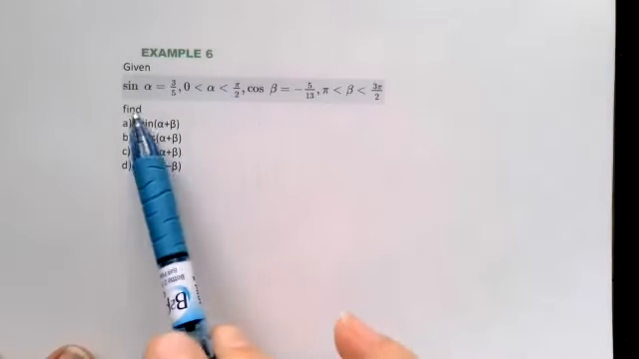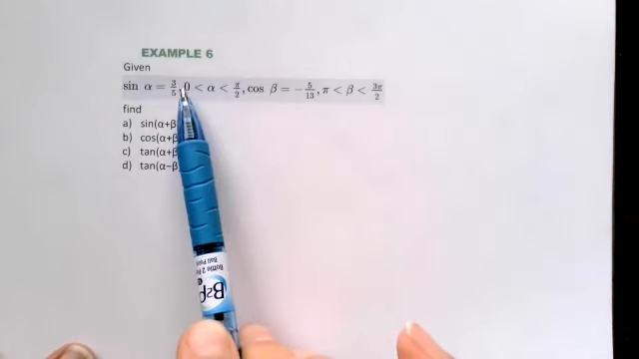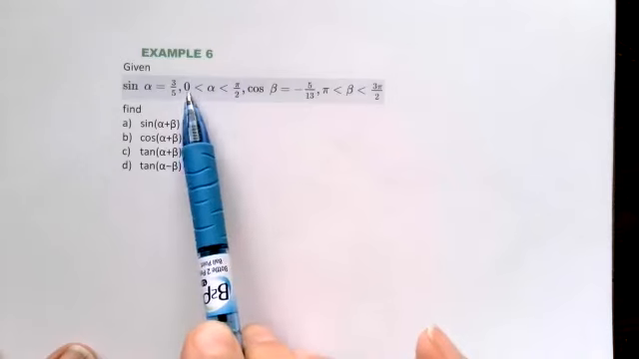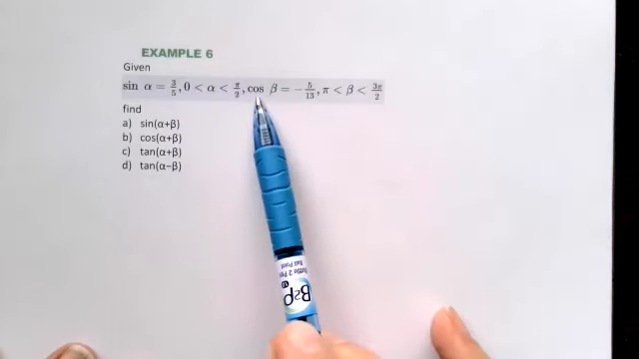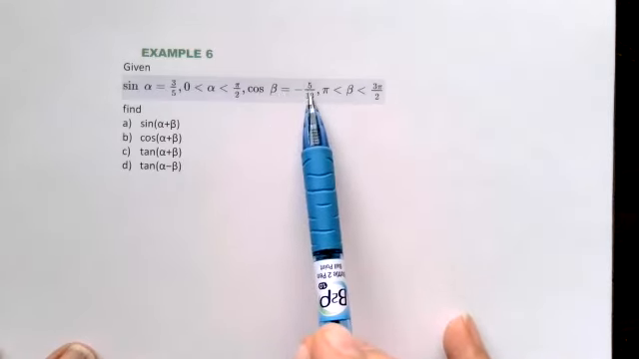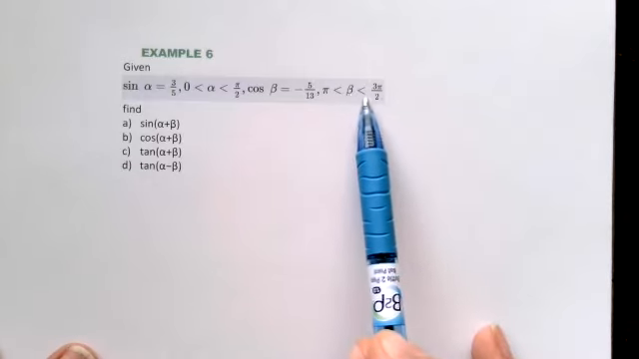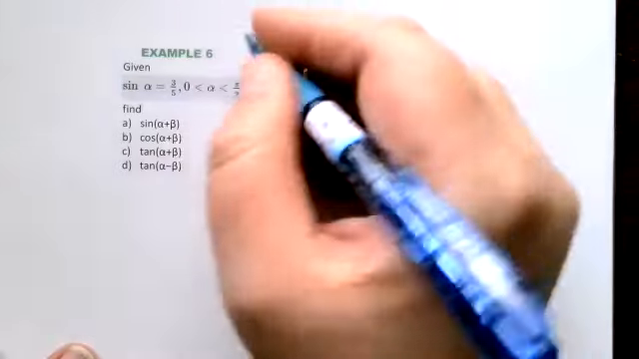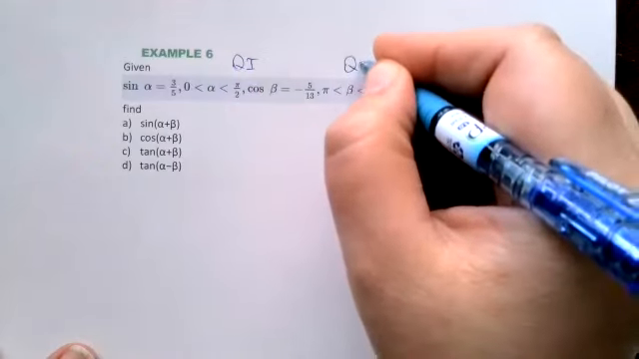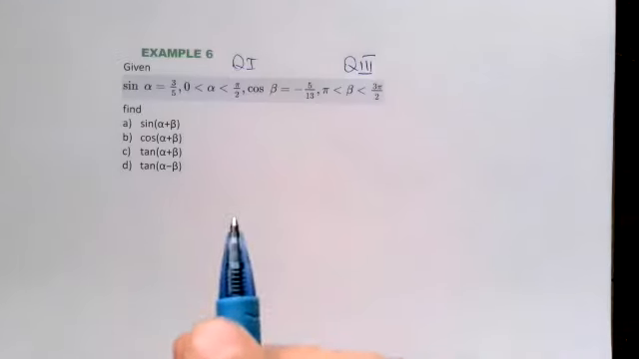Example number 6 says, given sine alpha is 3/5, and also we know that alpha is in the first quadrant, from 0 to pi over 2. And we also know that cosine beta is negative 5/13, and beta is in the third quadrant. So alpha is in quadrant 1 and beta is in quadrant 3. Why is this important? Well, let's see what we need to do.